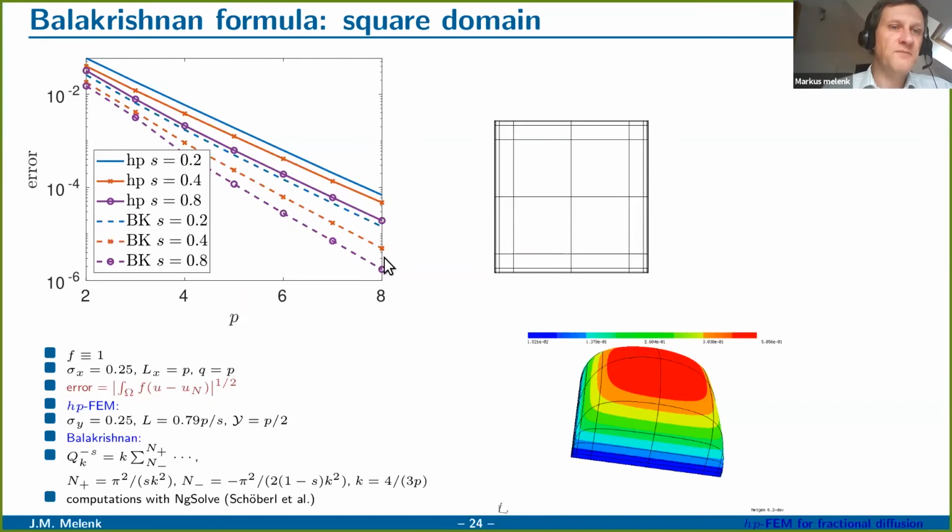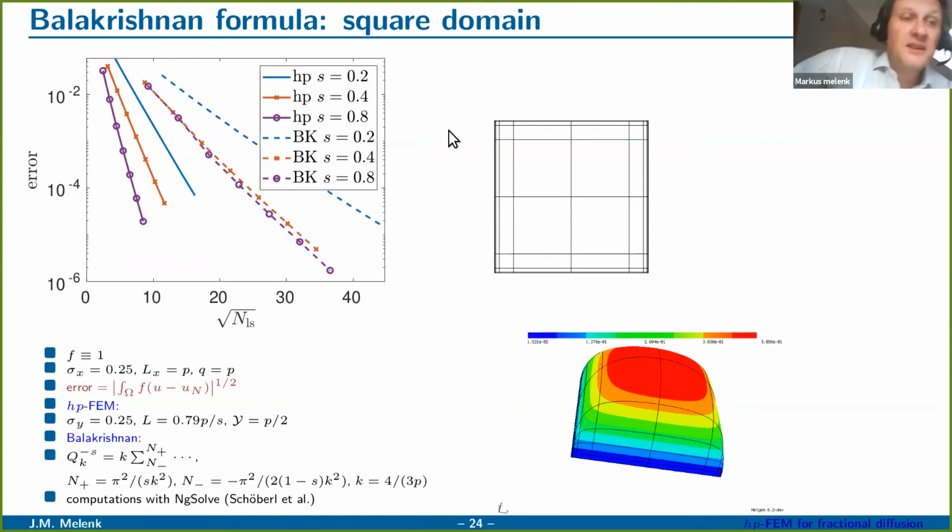So here I'm plotting for the same polynomial degrees the convergence of this first method, so the Galerkin method. And it seems like the Balakrishnan formula here, so the second method, is slightly better. But one should be careful here with comparing parameters.